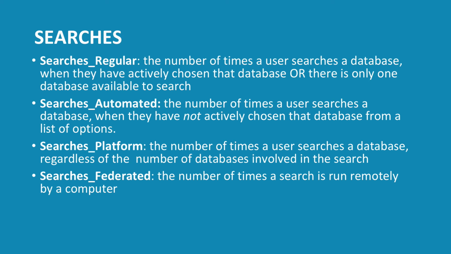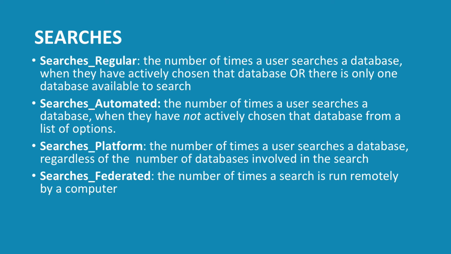Let's move on to a different set of Release 5 metric types, and that's the 4 different types of search metric. Search is regular means the number of times a user searches a database when they have actively chosen that database from a list of options, or there is only one database available to search. Search is automated means the number of times a user searches a database when they have not actively chosen that database from a list of options.